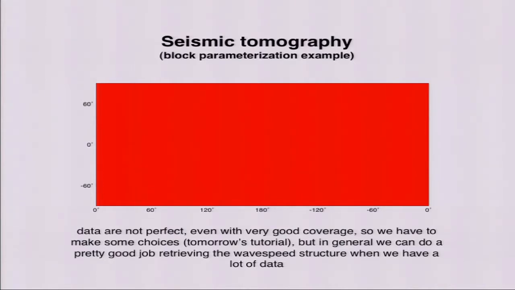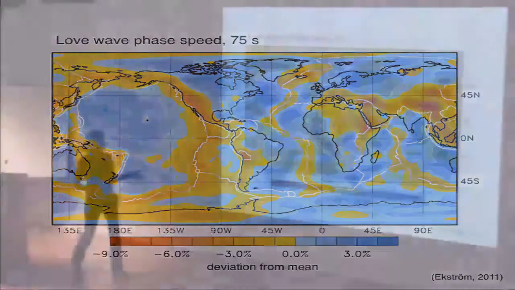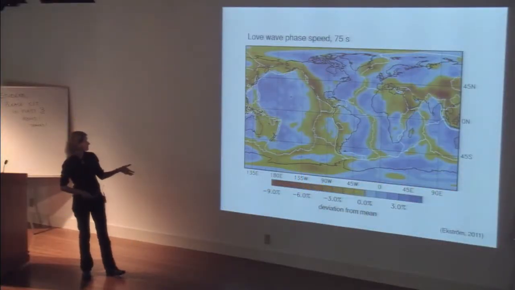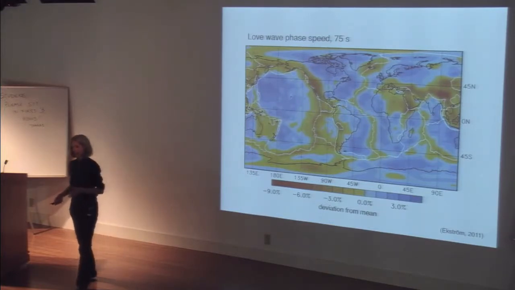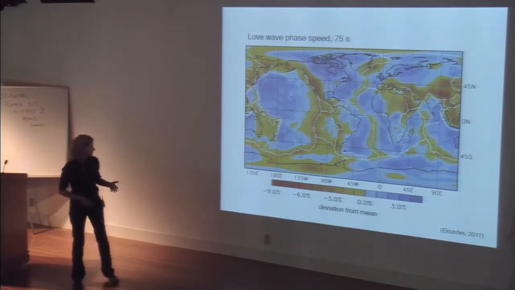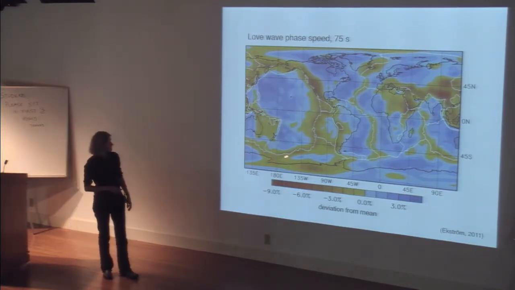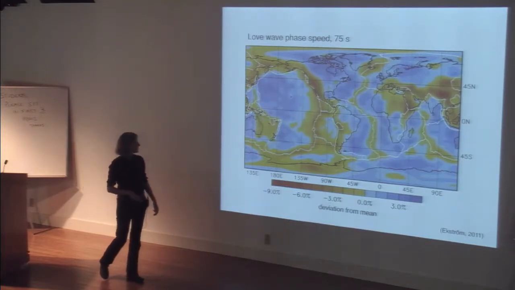Okay, so then if we do that, then we can develop maps like the ones that I was showing before. This is a global example, Love waves at 75 seconds. And they're shown as the deviation from the global mean speed. So Yaron was making the point that actually everything is pretty well explained by a 1D structure. So that's true, right? Because these are very well-resolved deviations from that mean speed, and they range from something like minus 9 or 10% to plus 4% in this case.